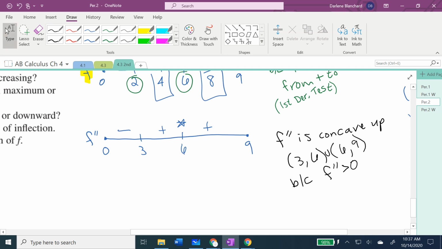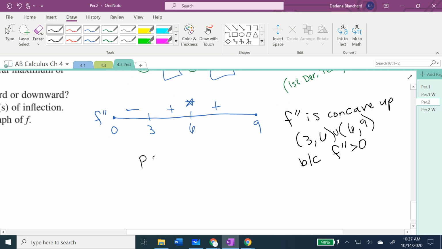The next one was point of inflection. And point of inflection occurs as long as you have a continuous function, which we do, where the second derivative changes its sign. So I'm going to write down f double prime changes sign because that's what I need to focus on. And it changes sign at x equals 3. So that's why I have a point of inflection.